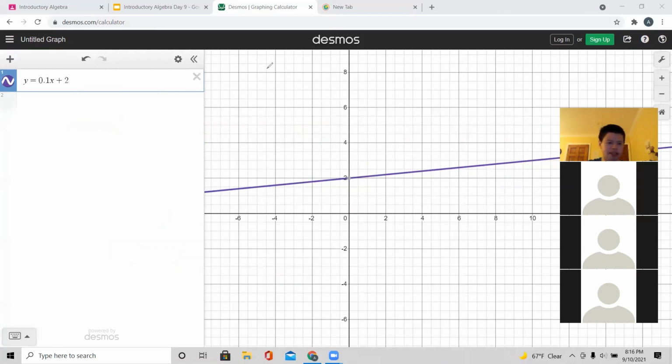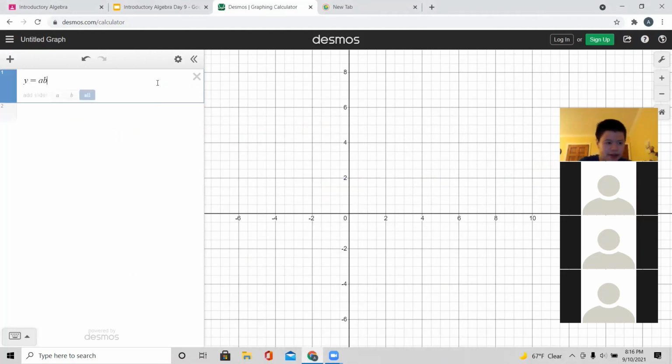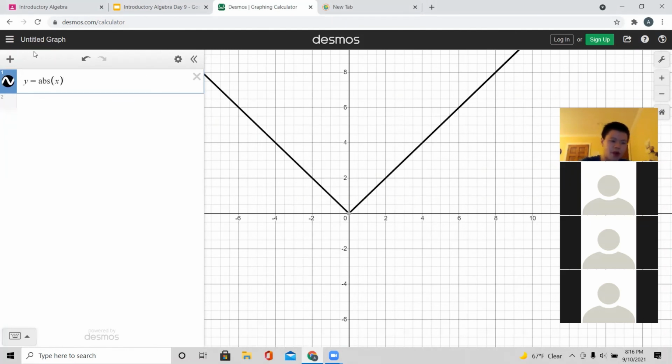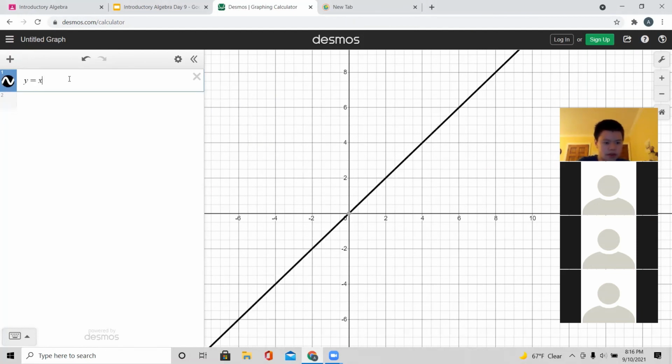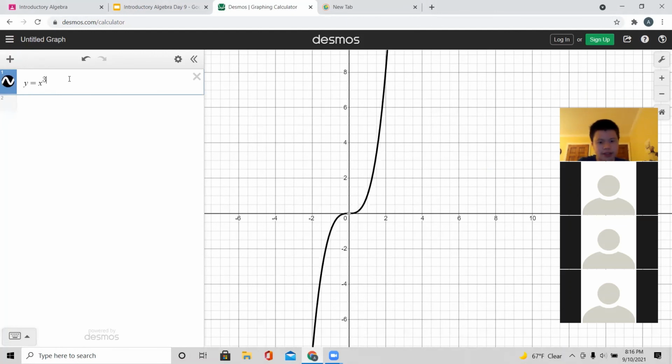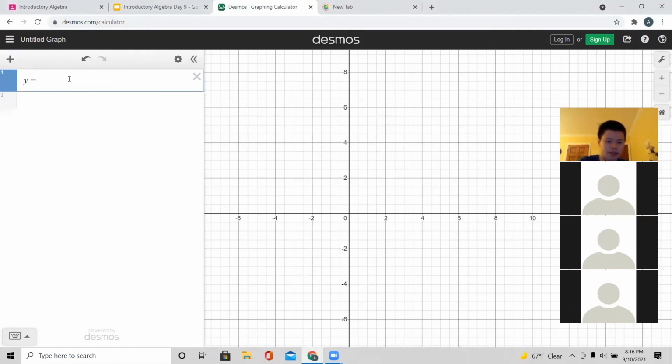But it doesn't need to be just linear functions. It can be, say, can I type this? Y equals absolute x. It forms a v. X squared, x cubed, x to the fourth. I recommend you guys try it out and find what you see. 1 over x.